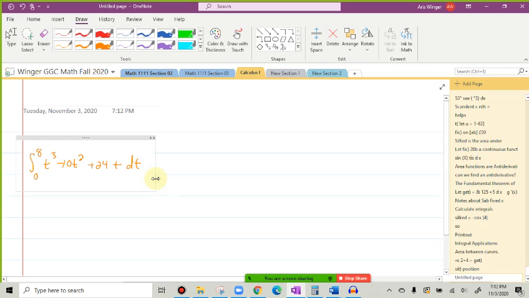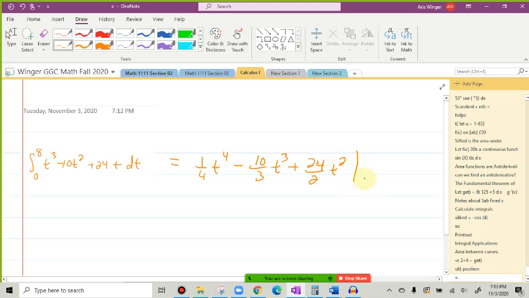Straight up using the fundamental theorem of calculus, this is equal to the antiderivative of t to the third, which is 1/4 t to the fourth, minus 10 over 3 t to the third, plus 24 over 2 t squared, evaluated from 0 to 8. The 0 is very useful here. We'll plug that in and get nothing. But then when we plug in 8, we get 1/4 times 8 to the fourth minus 10 over 3 times 8 to the third plus 24 over 2 times 8 squared, whatever that number is.